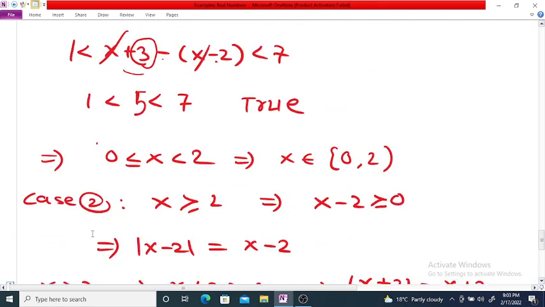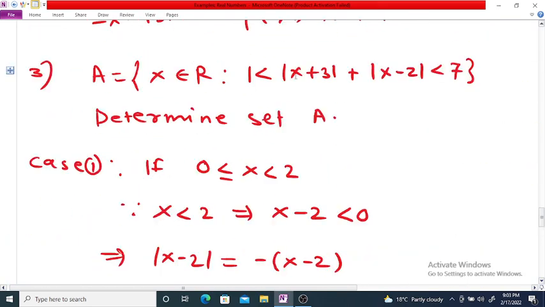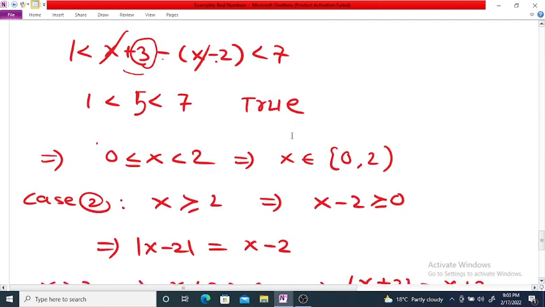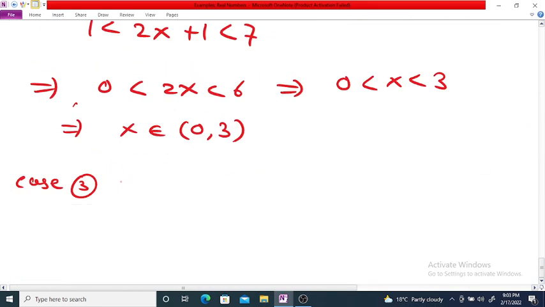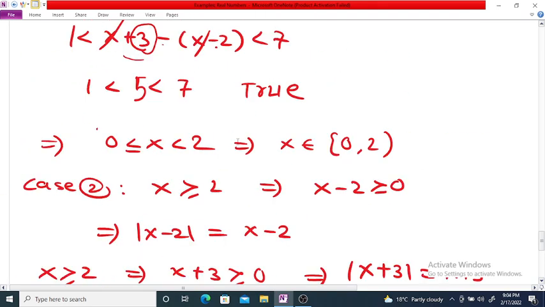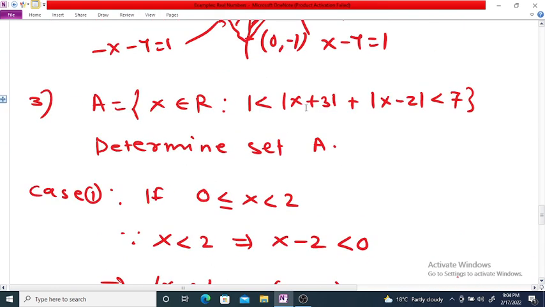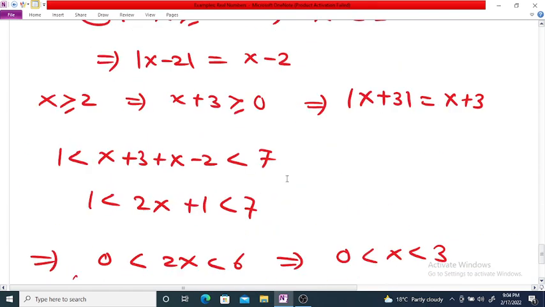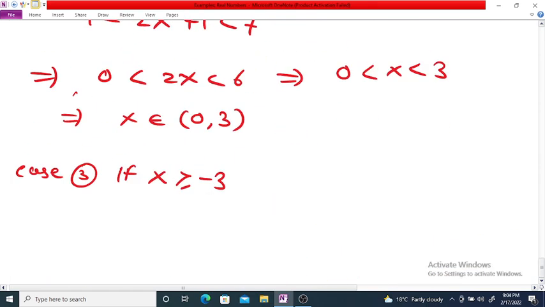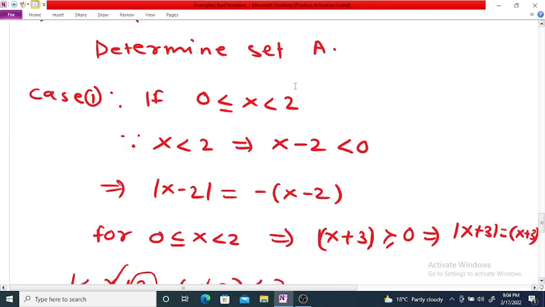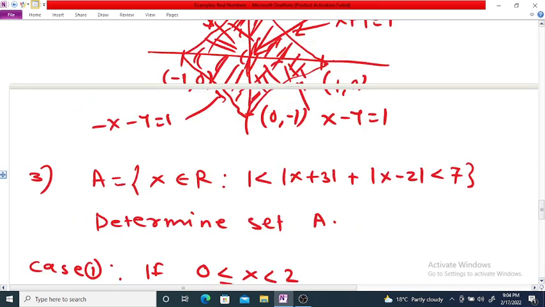if x plus 3 is negative, when it is negative, x is not greater than or equal to minus 3; it is less than minus 3, not greater than. If it is less than minus 3, say it is minus 4, minus 5, then for minus 4, minus 4 plus 3 is minus 1.